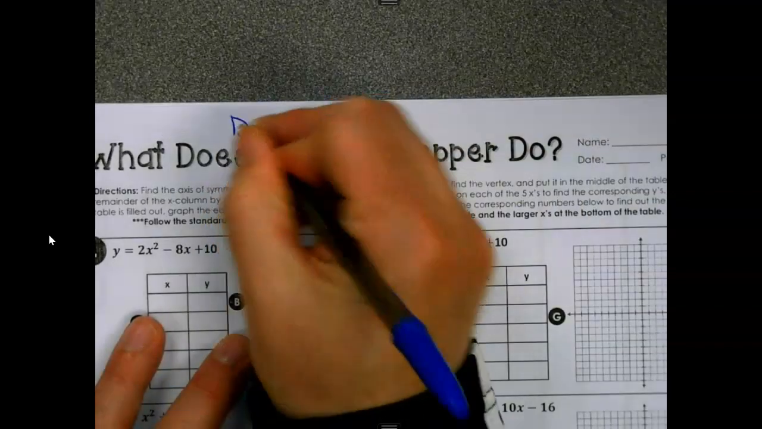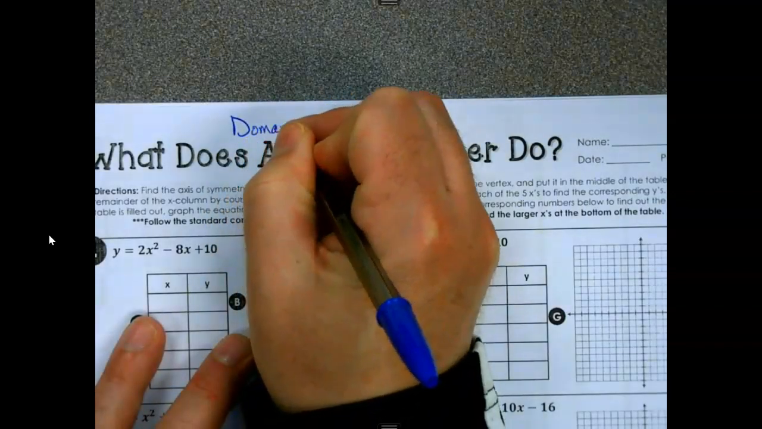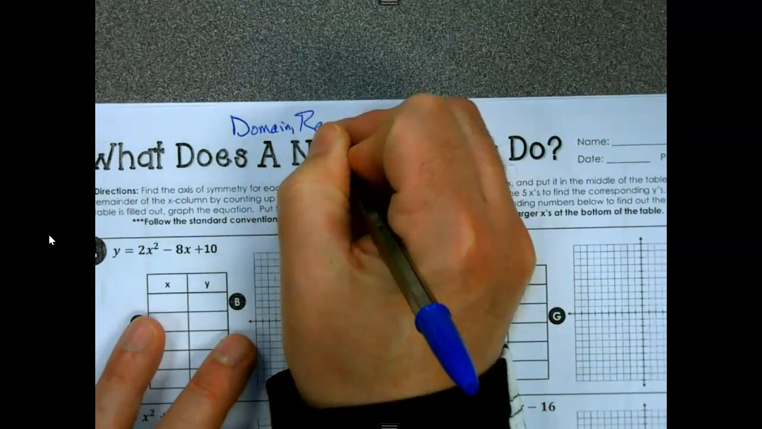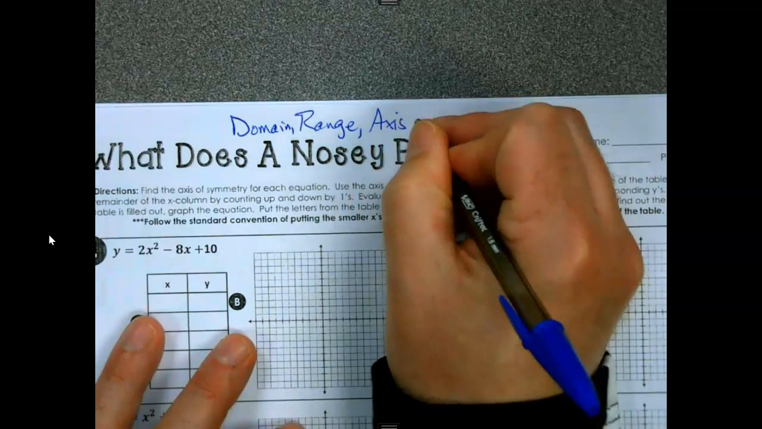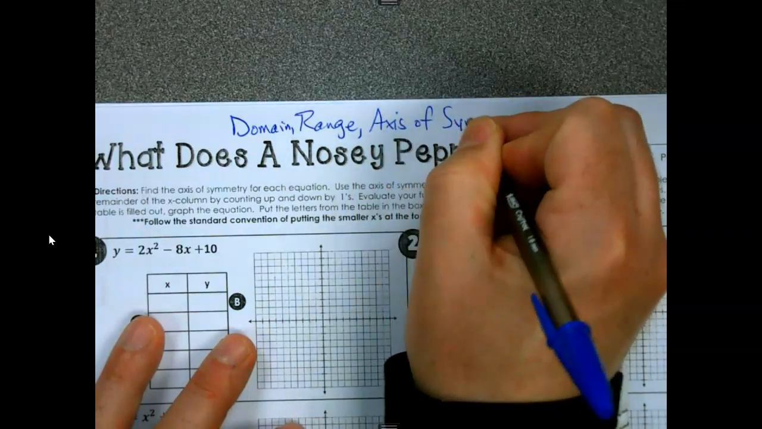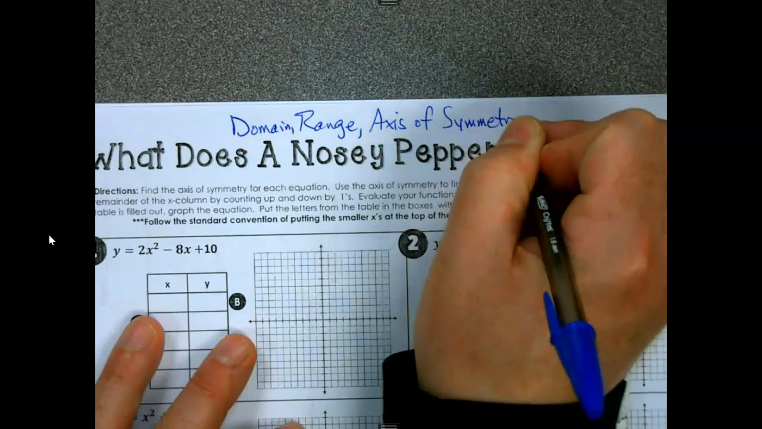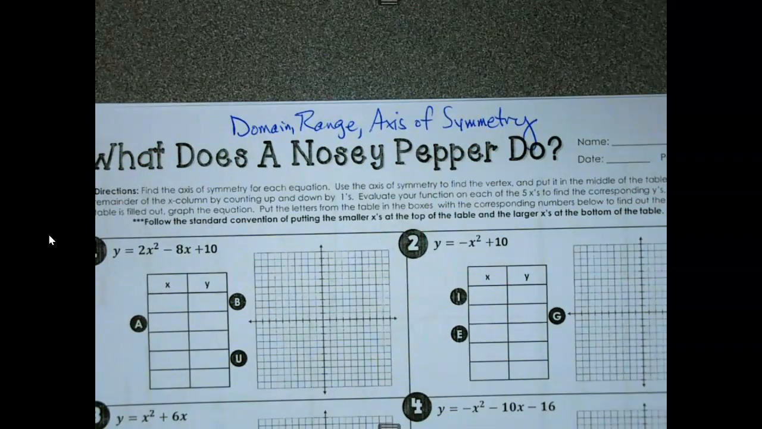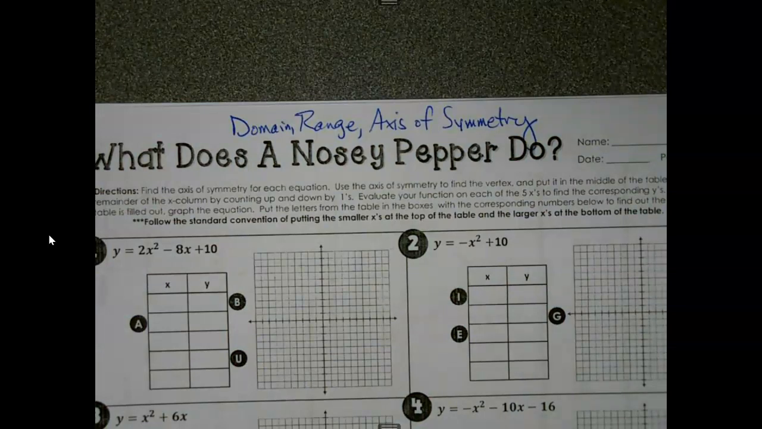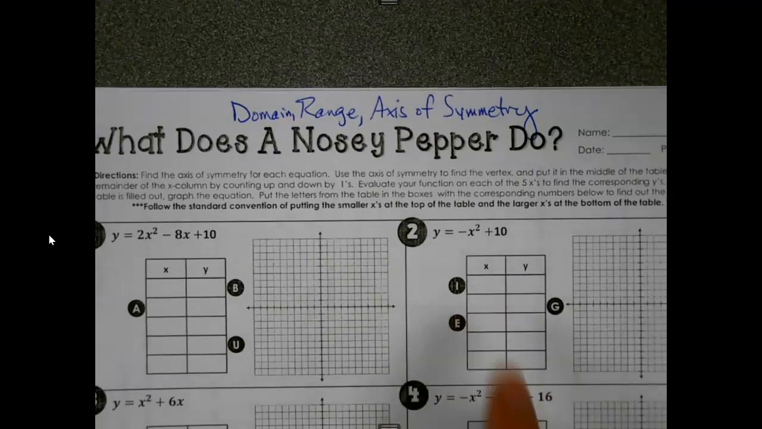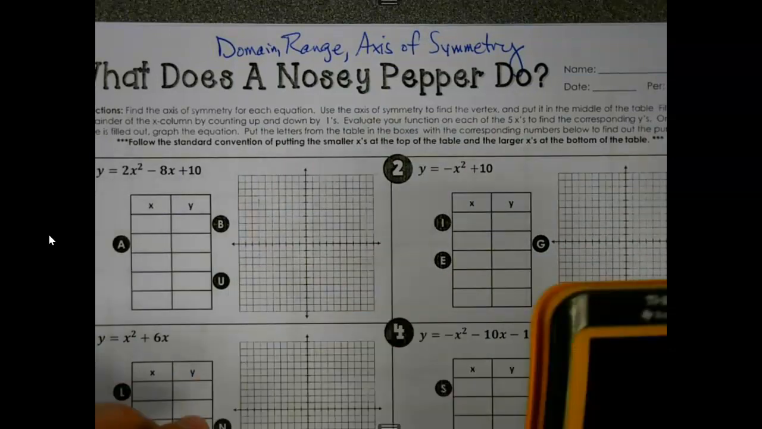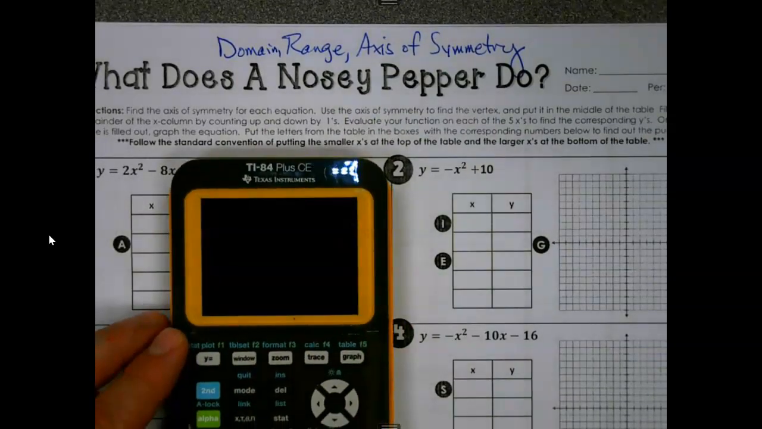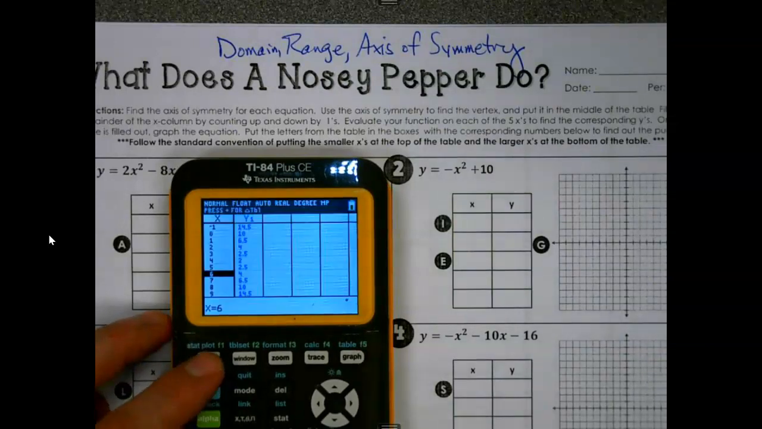Here we want to do domain, range, and the one we haven't talked about yet today, the axis of symmetry. So, as we've done on the others, we're going to play around with number 2 here. So we're going to get this one typed in as well.